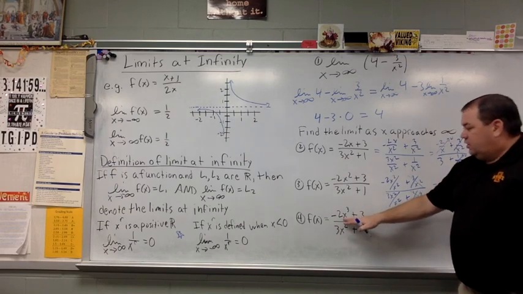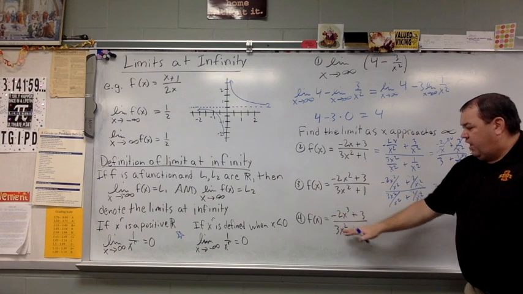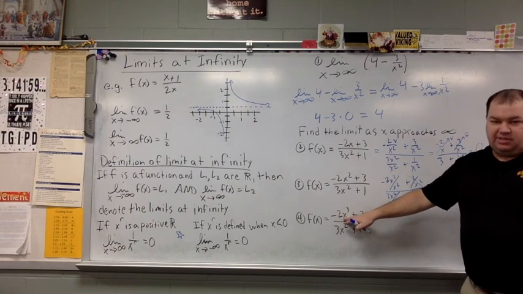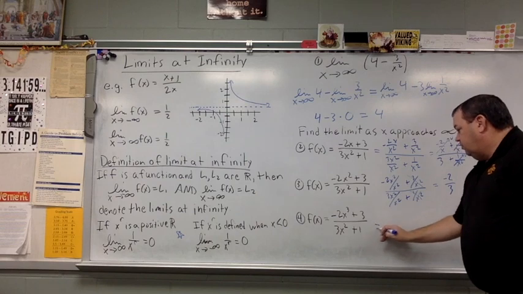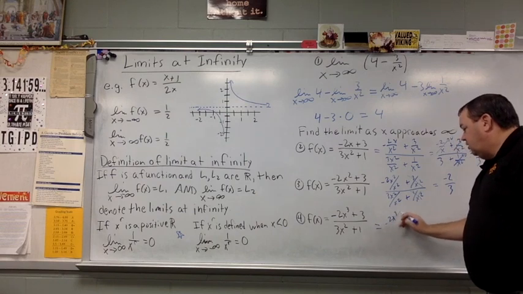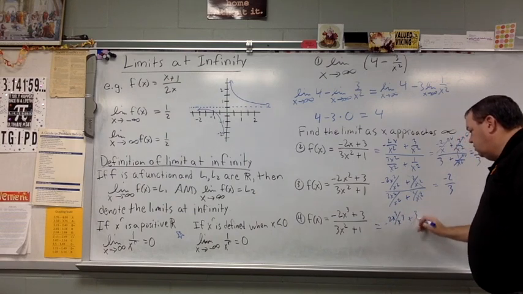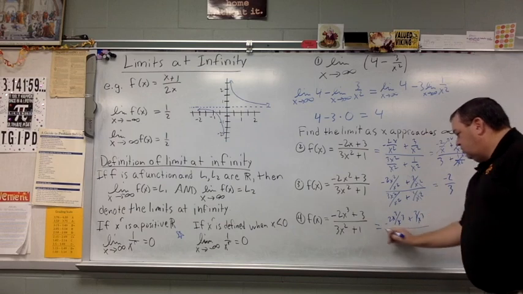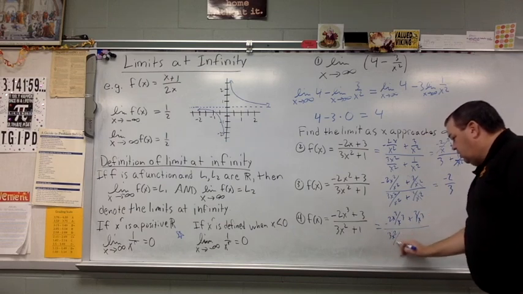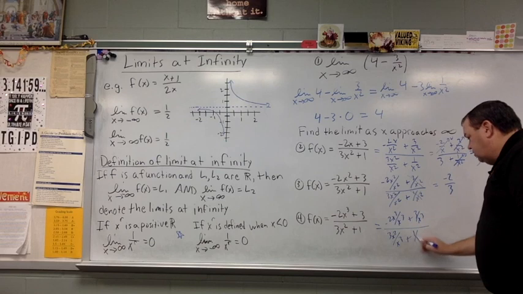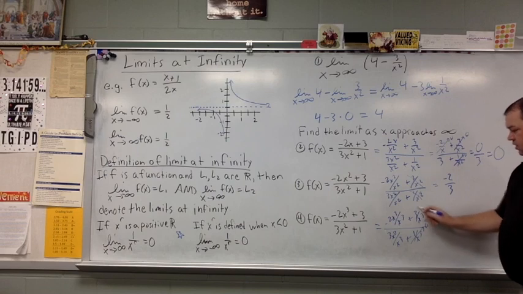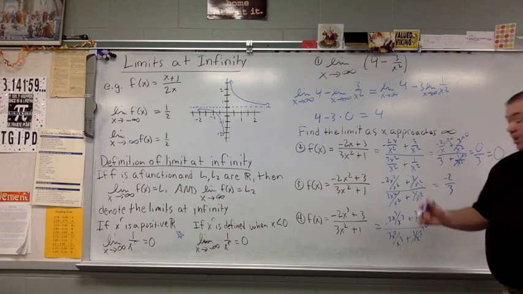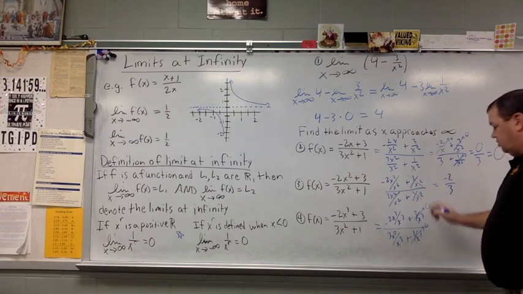My last one, now my largest power that I see of x happens to be x cubed. So I'm going to divide everybody by x cubed. And I'm going to do the same process. Anybody who still has an x on the bottom is going to go to 0. This is going to have an x cubed on the bottom. It's going to get to 0 even faster.